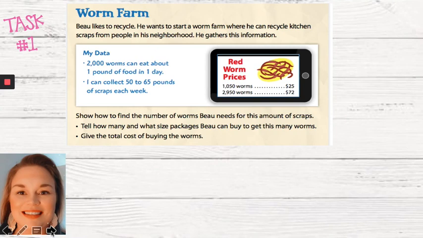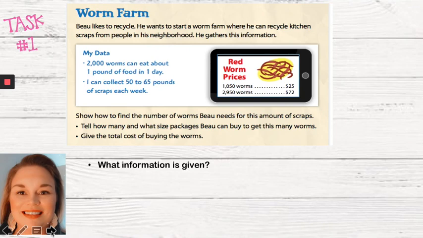Now let's look at the prices for each of the red worms. 1,050 worms cost $25. 2,950 worms cost $72. So this is where it's nice to understand how to multiply and divide those multi-digit numbers as you're dealing with numbers that go up to 4 digits. Now, the problem asks you, show how to find the number of worms Bo needs for this amount of scraps. Tell how many and what size packages Bo can buy to get this many worms. Give the total cost of buying the worms.